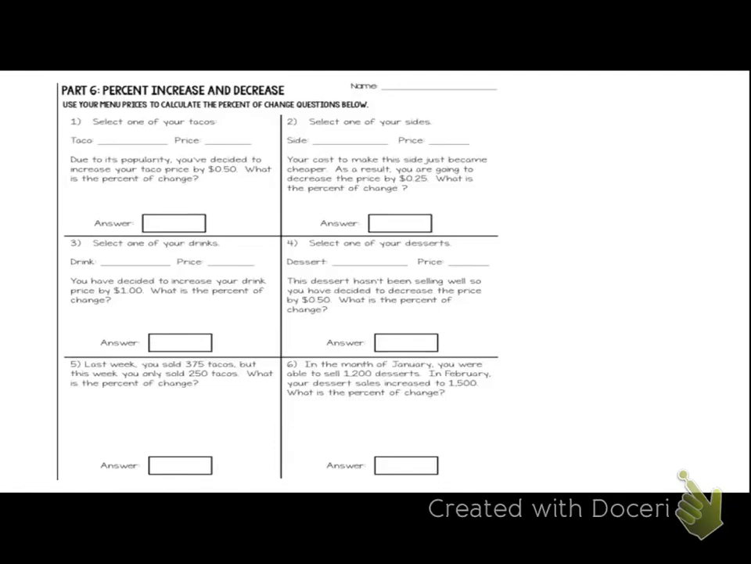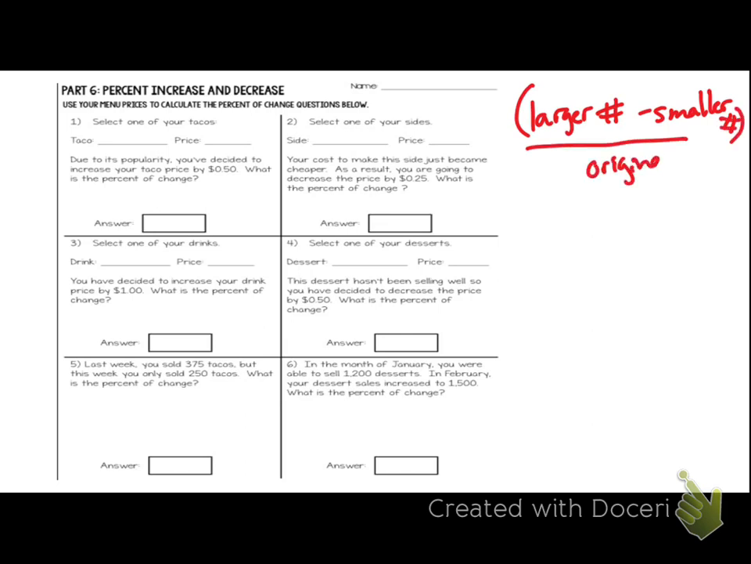All right, welcome to day 4, which should be your 4th and final day. So we're going to write this formula over here. We're going to write large number or larger number minus the smaller number divided by the original. Divided by your original. Okay, and I'll show you what that means in a minute.